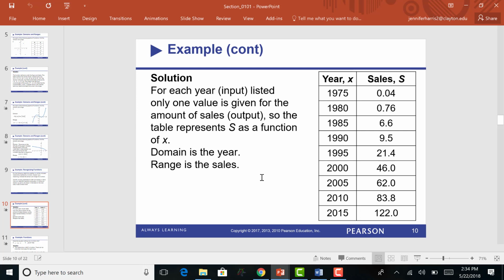What's your domain? The years. And what's your range? The sales. Now, this is in sales. That means they only sold 4 cents worth. Is that 0.04? They only had 4 cents worth of sales. The next one is 76 cents worth of sales. Does that make sense? No. What's wrong with why I'm saying it that way?